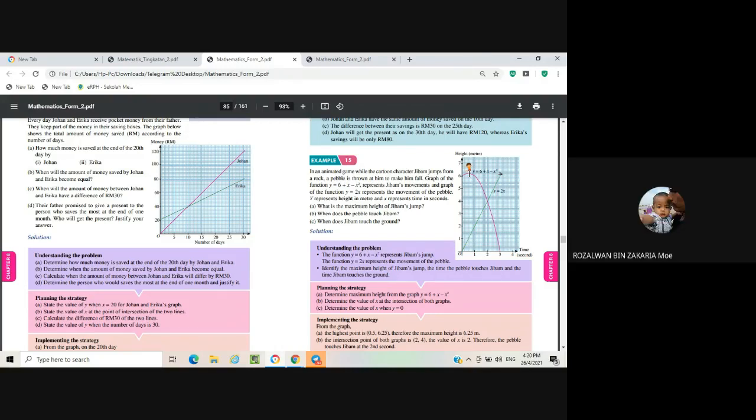Yes, teacher. Okay, thank you. Because I cannot see clearly. Okay, quite difficult to use a digital textbook.